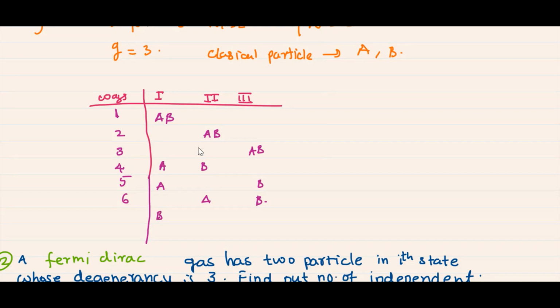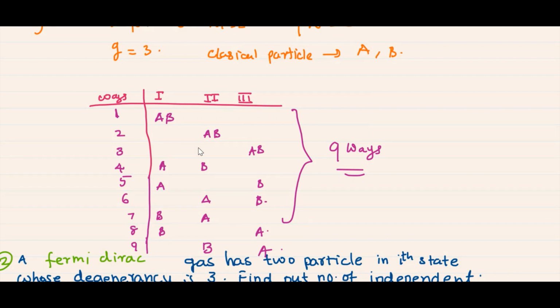and then B is here, A is here. This is way number 7, and then B is here, A is here. This is way number 8, and then the last way is 9, which is how? Let's think. B is here, B is here, and A is here. Yes, we're done. Okay, these are the 9 ways to select the particles or to distribute the particles among 3 sublevels.